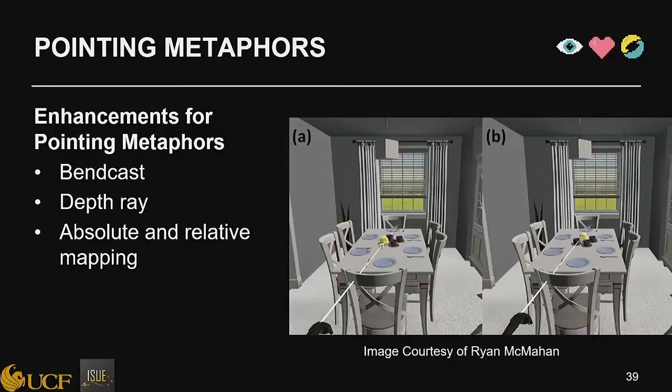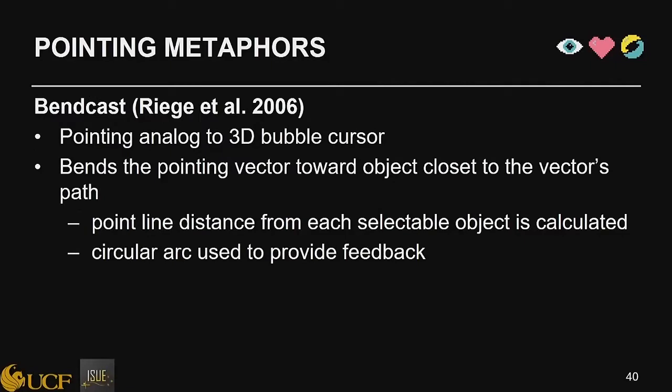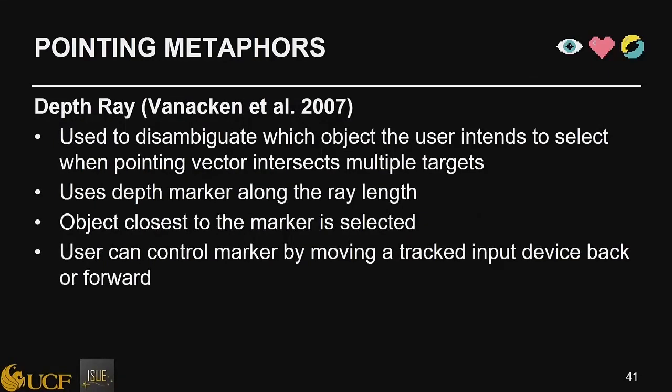Now, there are, of course, enhancements for pointing techniques: bendcast, depth ray, and absolute and relative mapping. Bendcast is basically the pointing analog to a 3D bubble cursor. What it does is bend the pointing vector toward an object closest to the vector's path. So it literally bends the vector, and it uses a circular arc to provide feedback to show you what you're selecting. That's why it's called bendcast, because the ray is actually bent. As you approach an object, the ray will bend towards that object, depending on how close things are to you. The depth ray is a nice example.